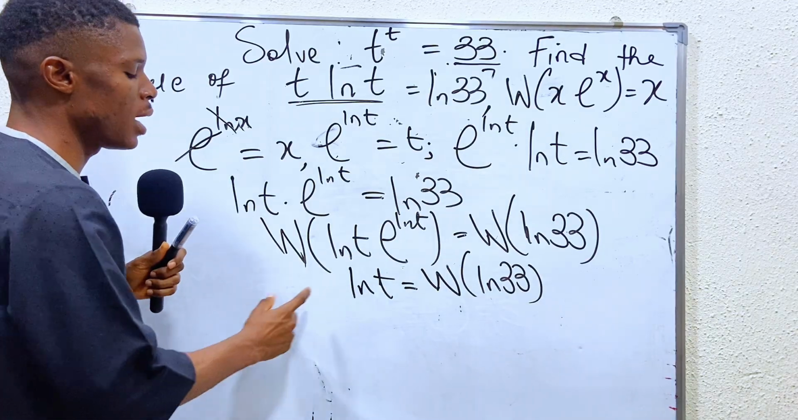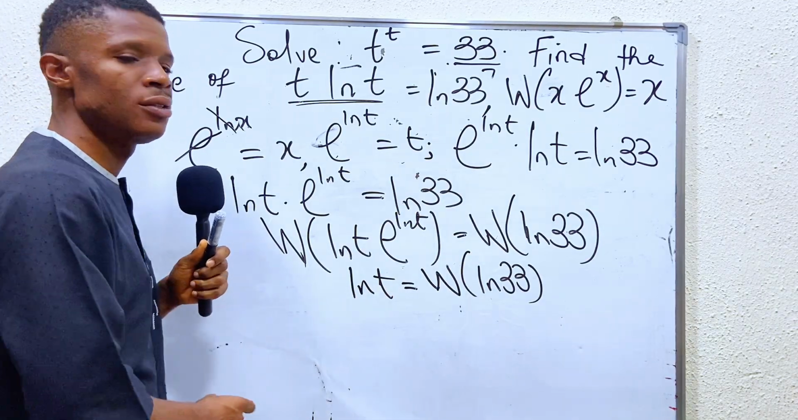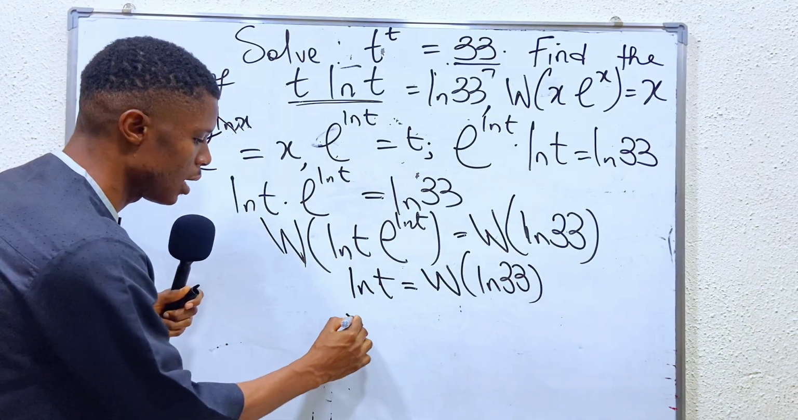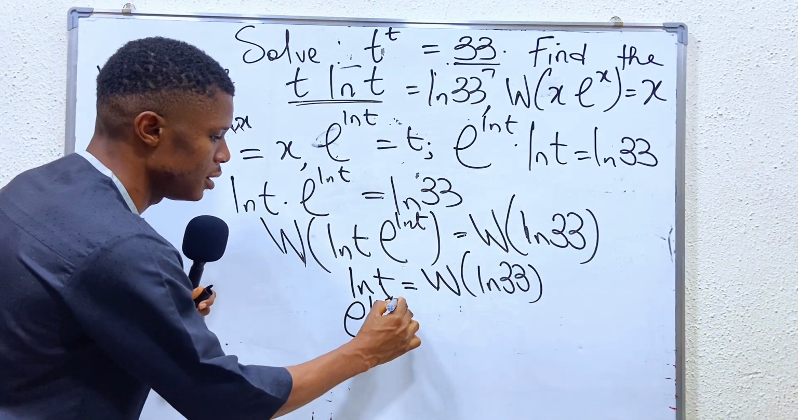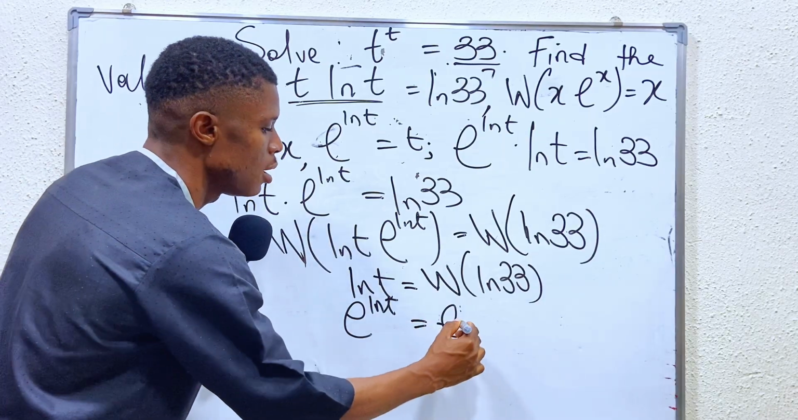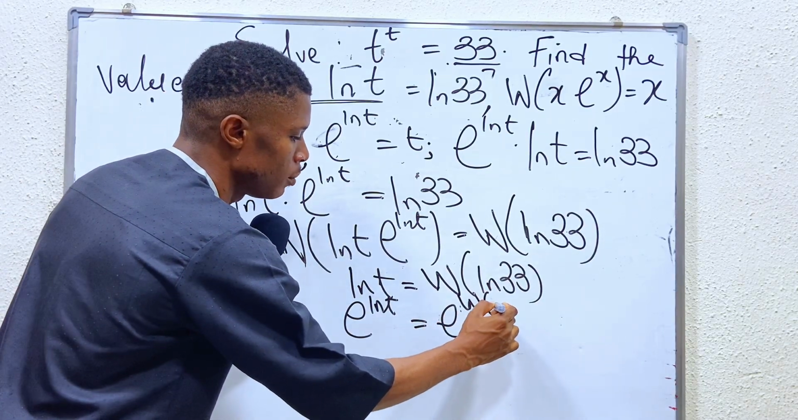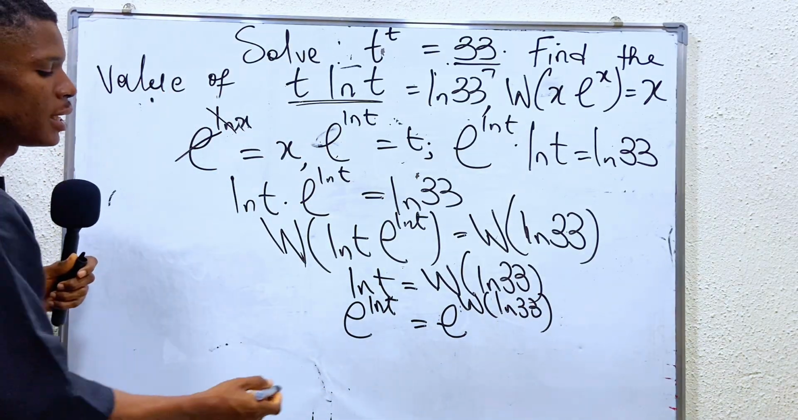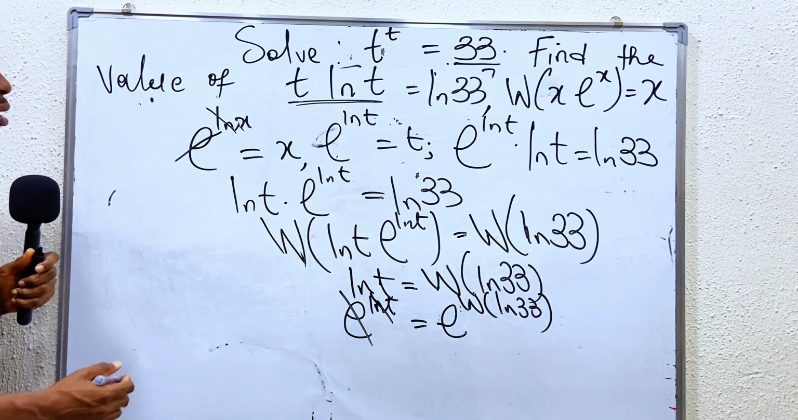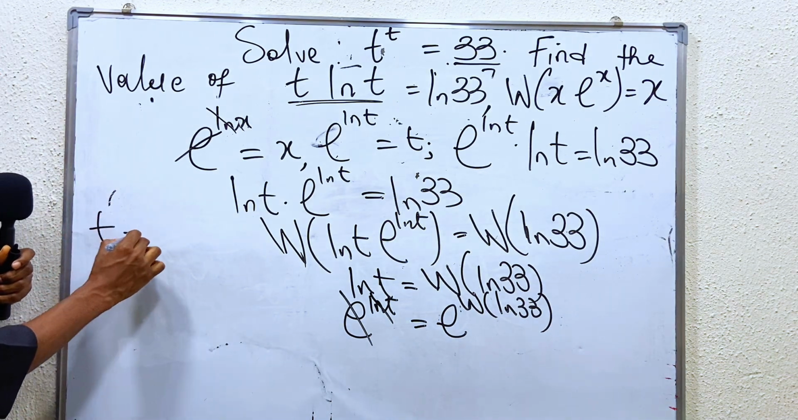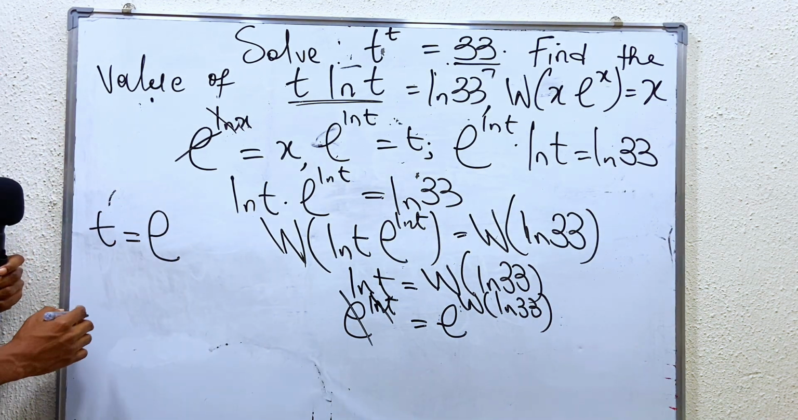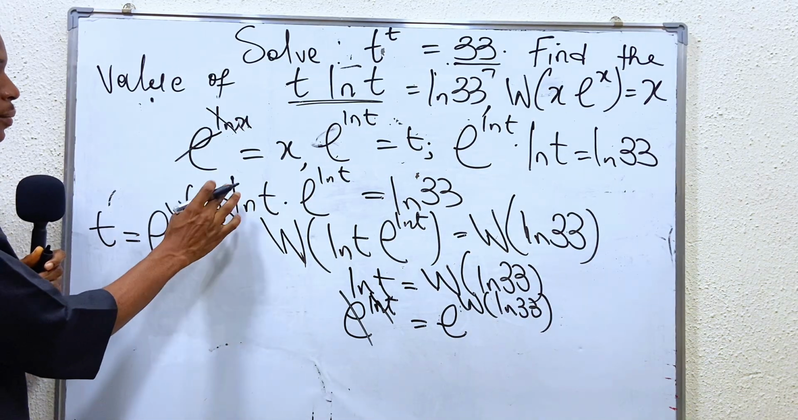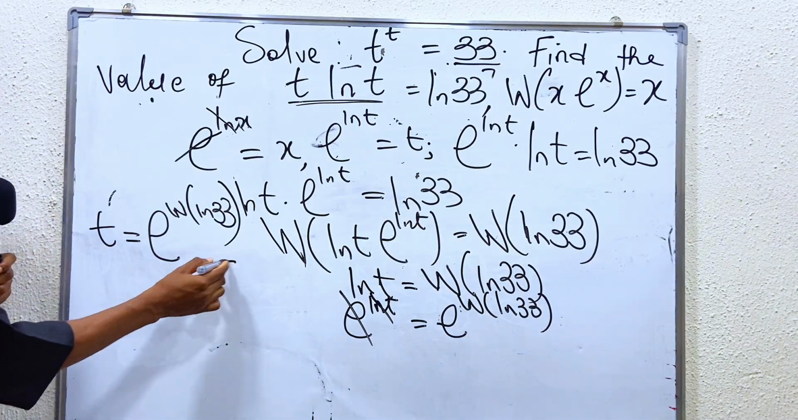So all we have to do is get the value of t. To get rid of ln, we take the exponent. So we have e to the ln t is equal to e to the Lambert W function of ln 33. Here you can now see that this e will remove the ln. What do we have? Our t is equal to the exponent of the W function of ln 33. And that's the answer.